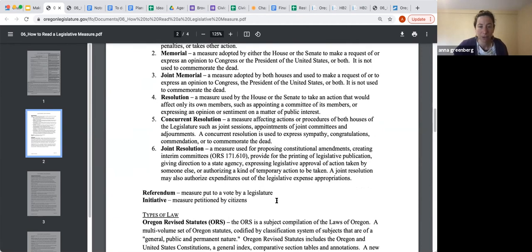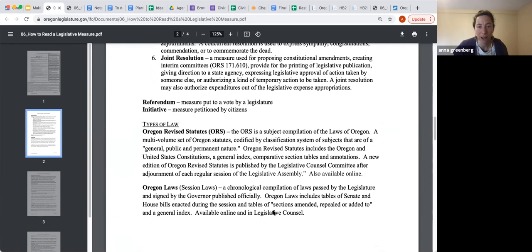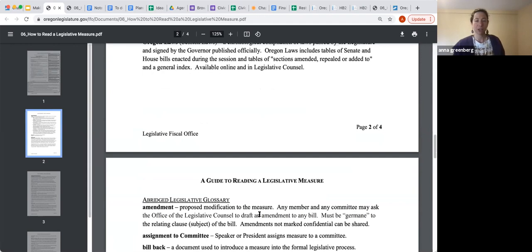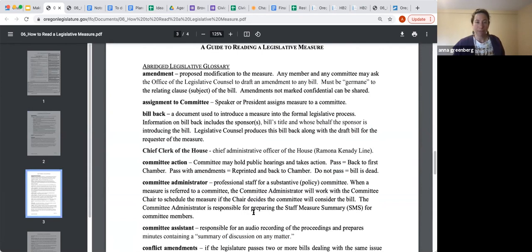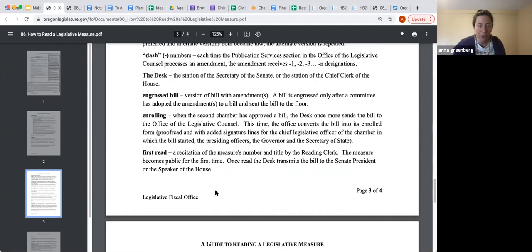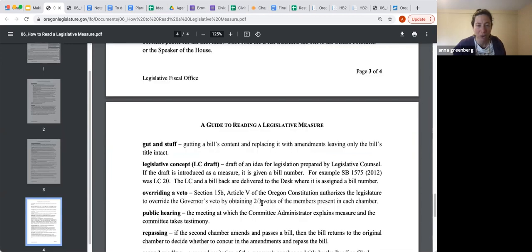And then we have types of laws. I'm not going to read all these out loud, but I want you to know that this resource is here. And then there's this abridged glossary, with reminders on what exactly an amendment is, and these different roles, chief clerk of the House, committee assistants. It's very helpful in getting a general picture of what's going on, all the moving parts and pieces and people around a law.